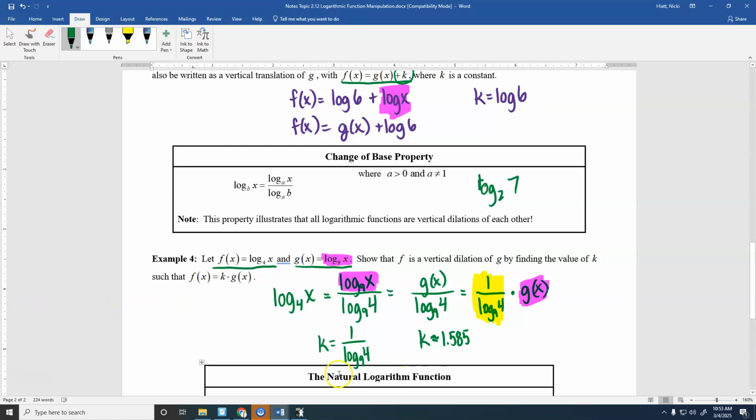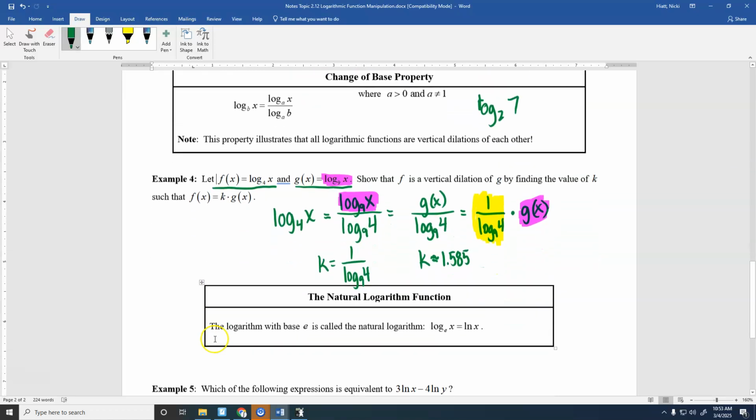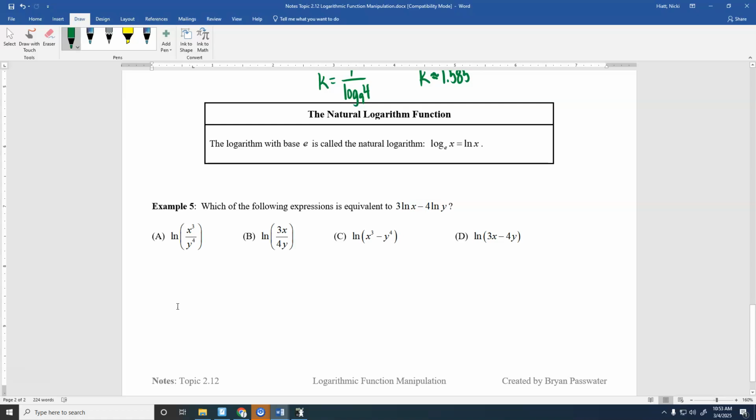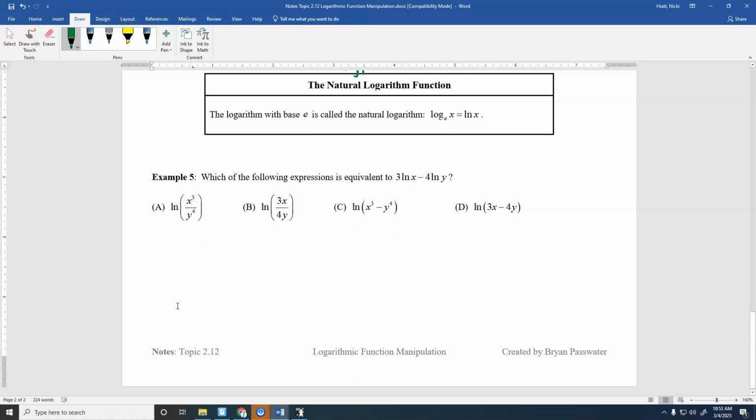Okay, questions there? All right. I have already shown you the natural log function. I think he's introducing it for the first time in the notes here. Log with a base of e is a natural log. And so all the same rules apply to natural logs as they do to any other type of log. It's just a different base.